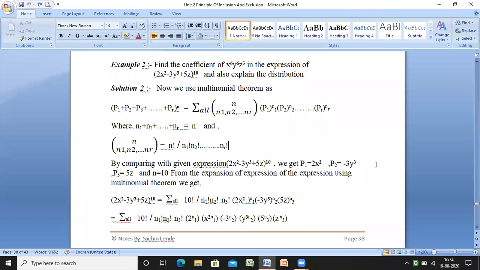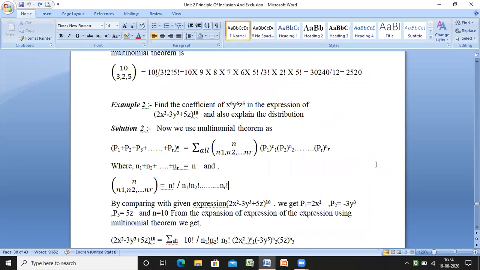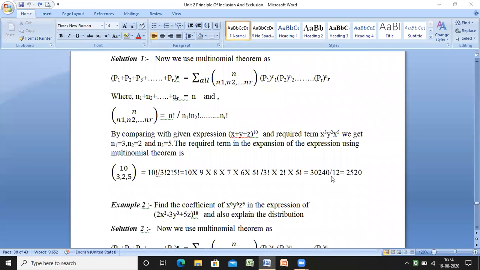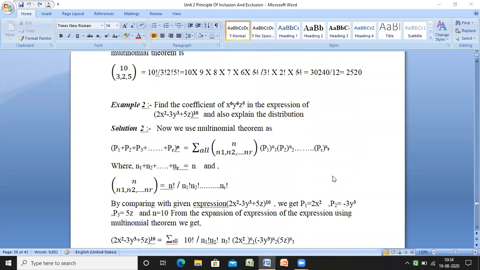Dear student, we are going to take an example for this, the solution for that, and the multinomial theorem. They usually ask a question like: find the coefficient of x to the power 6, y to the power 6, and z to the power 5 in the expression of (2x square minus 3y cube plus 5z) to the power 10. Okay, we have to find out the coefficient for this.